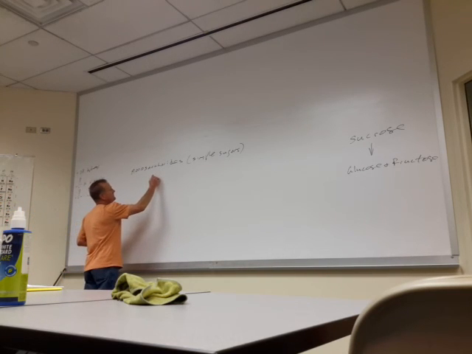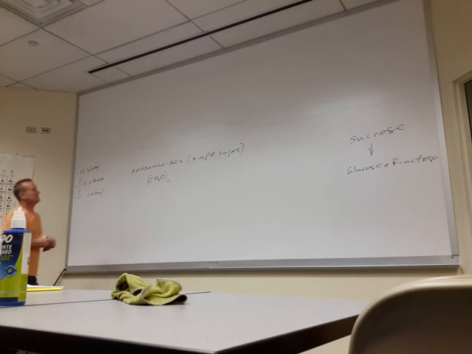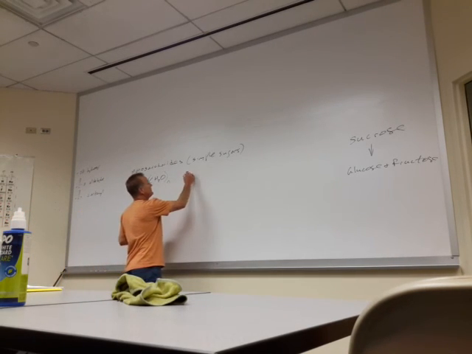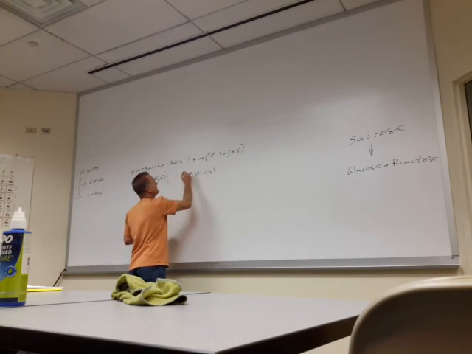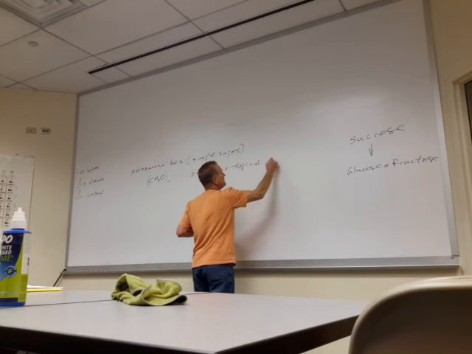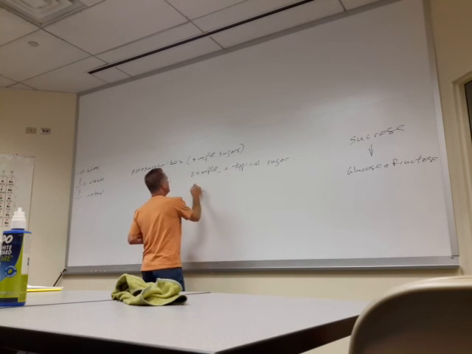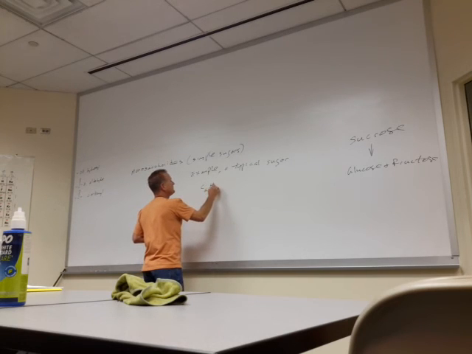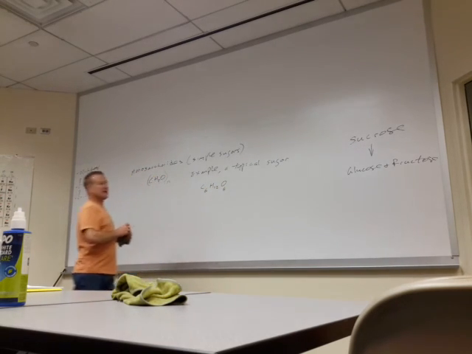Monosaccharides are always CH2O to the N. And what that shows us is that in monosaccharides, the number of carbon atoms and the number of oxygen atoms are equal, and there will be twice that many hydrogen atoms. So a typical sugar is C6H12O6.